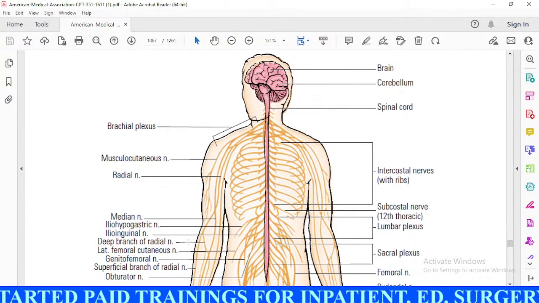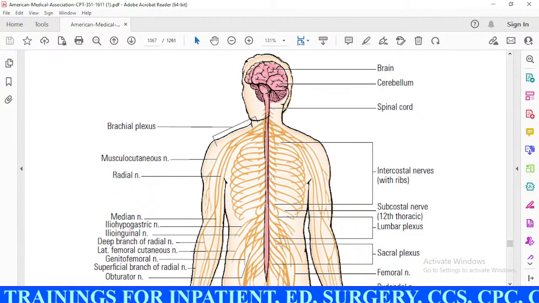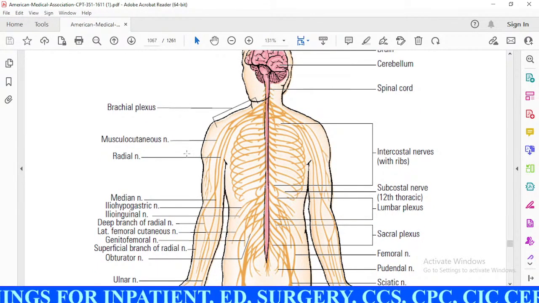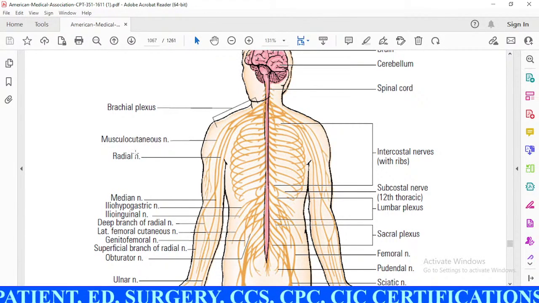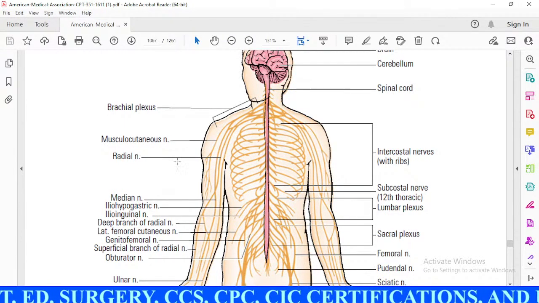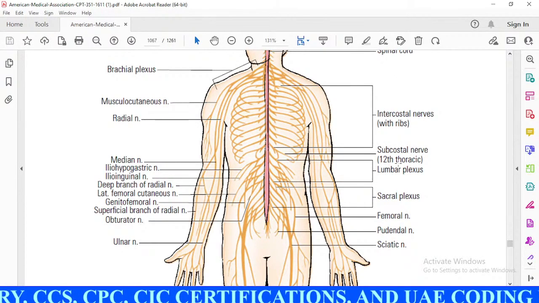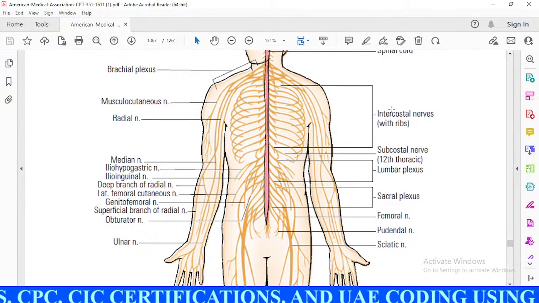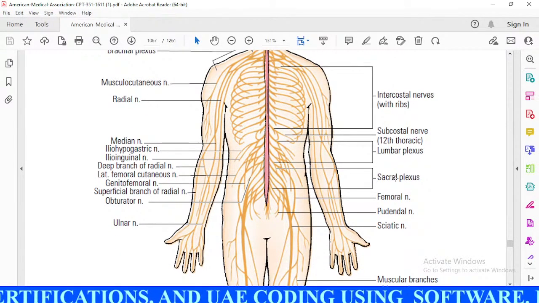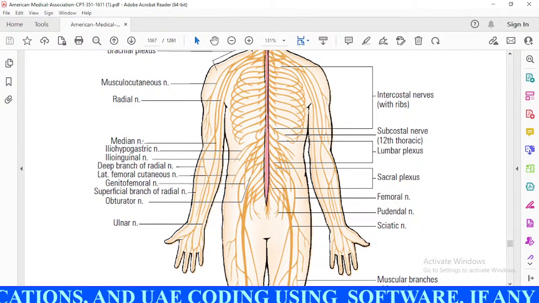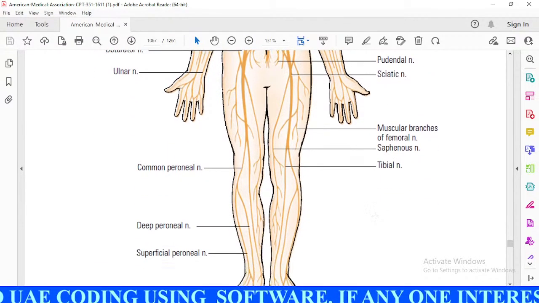We need to know the anatomy also here. This is the brain, cerebellum, spinal cord. This one is the spinal cord, brachial plexus, musculocutaneous nerve. N means nerve here. Here is the radial nerve. So N means nerve. Intercostal nerves with ribs, subcostal nerves. Inter means in between and sub means under. Lumbar plexus, median N means median nerve, femoral nerve, pudendal nerve, sciatic nerve, tibial nerve.